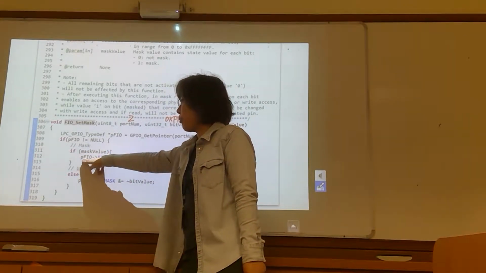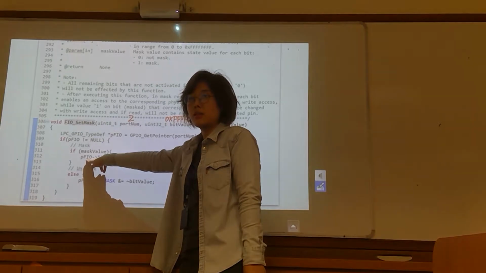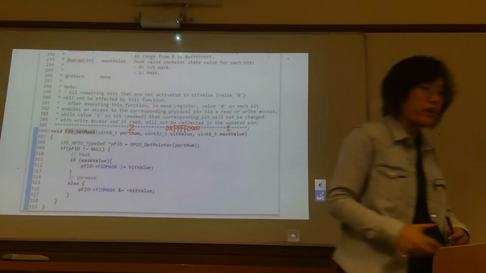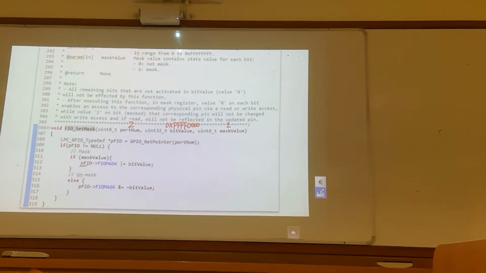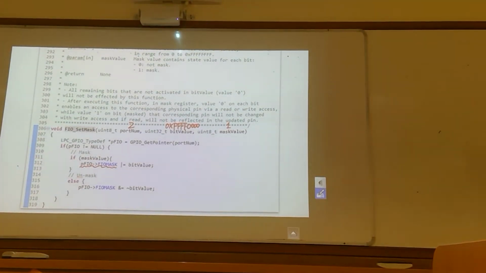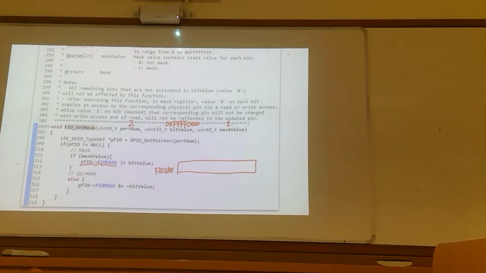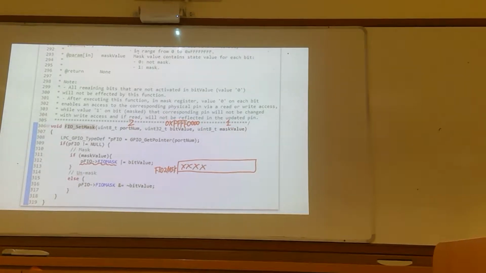This one is a pointer pointing to your mask register. So this basically is your original mask register. Before you do anything, there are values in your mask register. So this one, FIO2 mask, you have something inside it already, although we don't know the values. And what are we doing here?